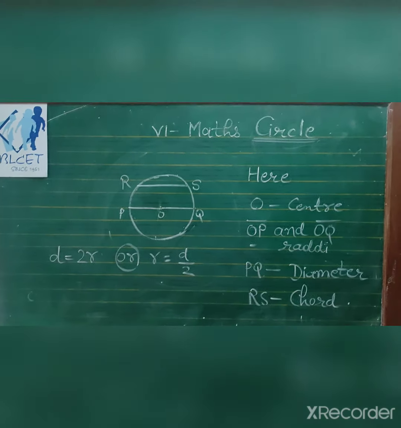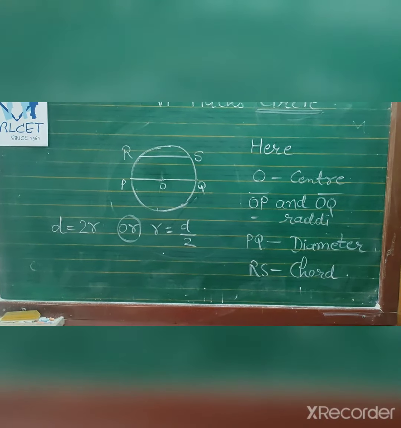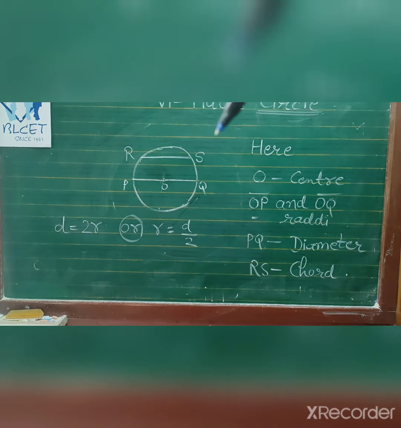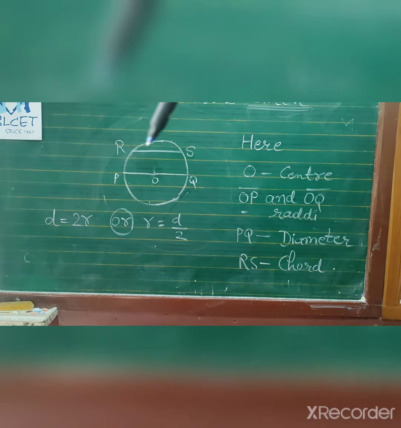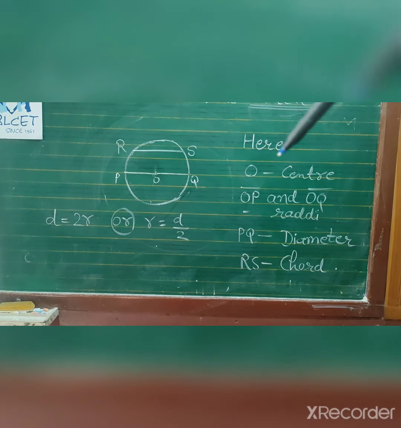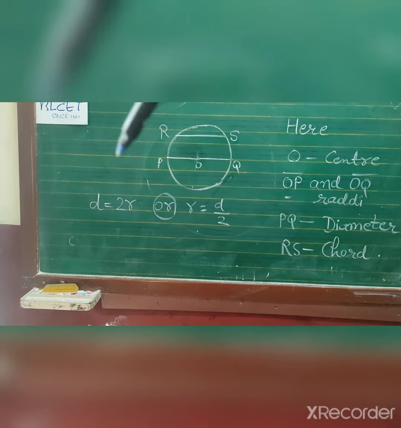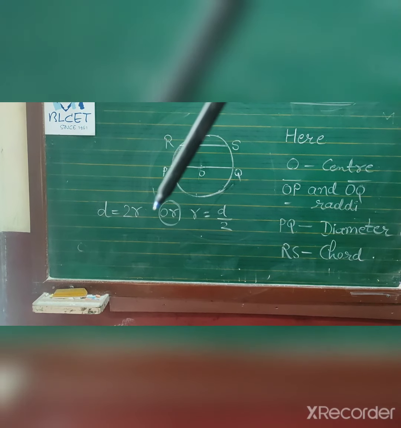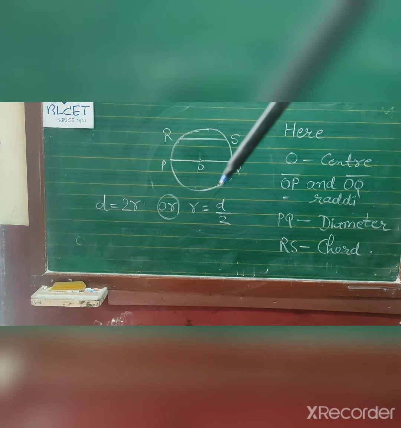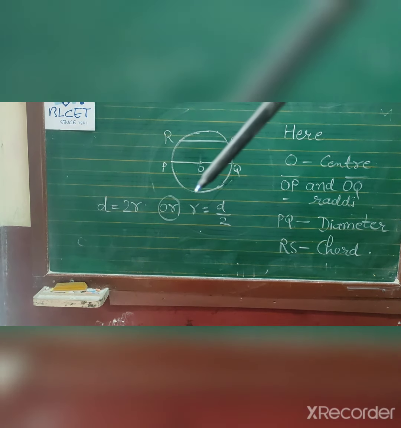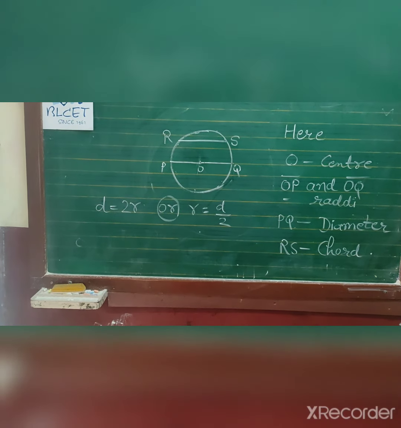So in short, O is the center of the circle, OP and OQ are two radii, the plural form of radius is radii. Now PQ is a diameter, RS is a chord, and the formula: diameter is just double the radius, so D equals 2R, or radius is just half of the diameter, so the formula is R equals D by 2.